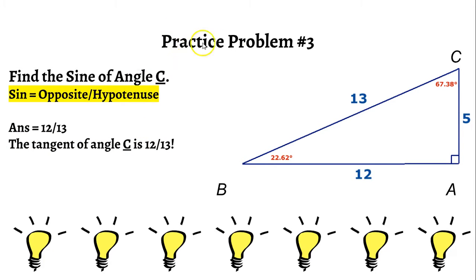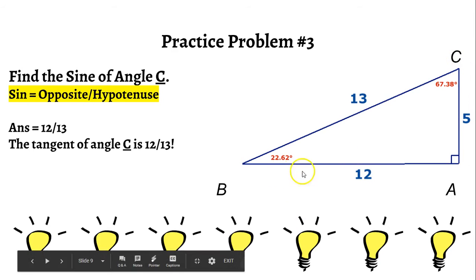And our final practice problem is number 3, and it's asking us to find the sine of angle C. Once again, our designated angle is angle C, and since sine equals opposite divided by hypotenuse, we can figure out that the opposite of C is 12, the hypotenuse is 13, therefore the sine of angle C is 12 divided by 13.